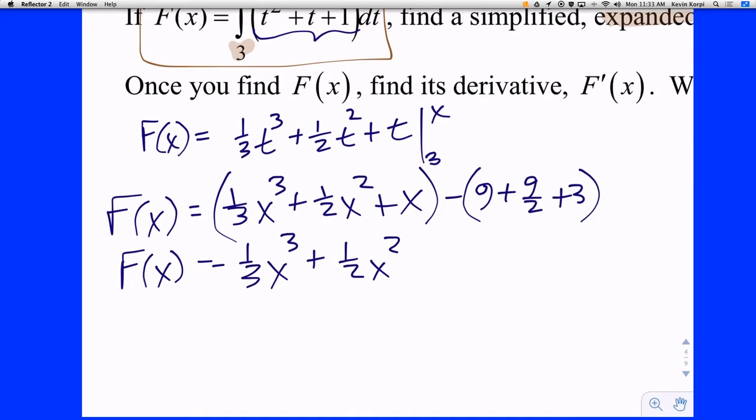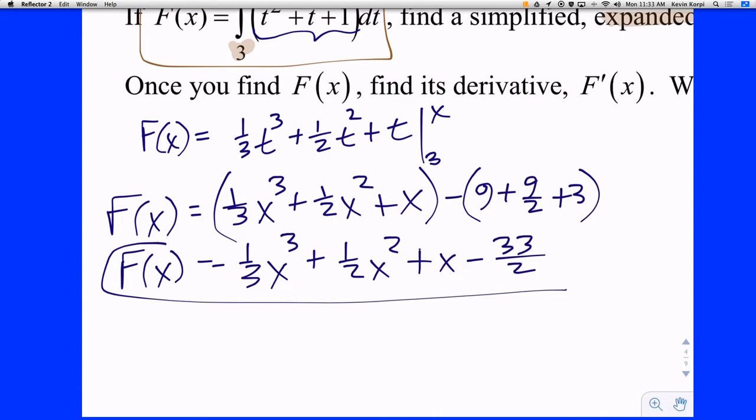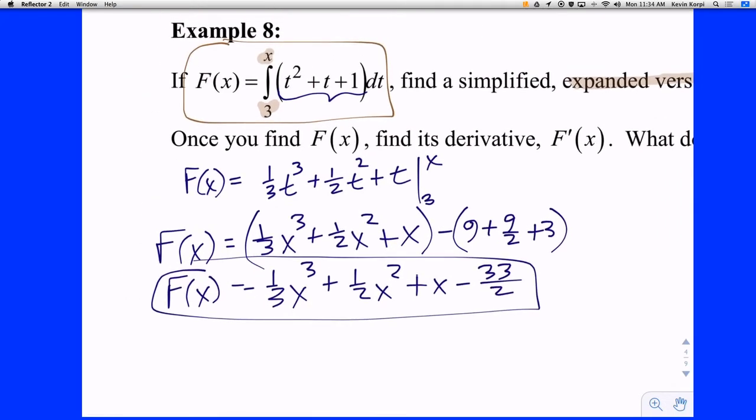with a constant now. And let's see, that's going to be 12, 24, 33 halves, something like that. So notice when you integrate, you kind of need that initial condition to find c. We kind of have that initial condition. We know that it starts at 3, and that enables us to find our value of c.